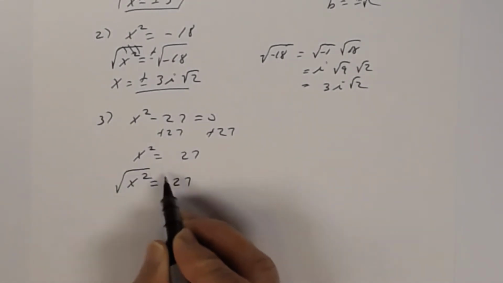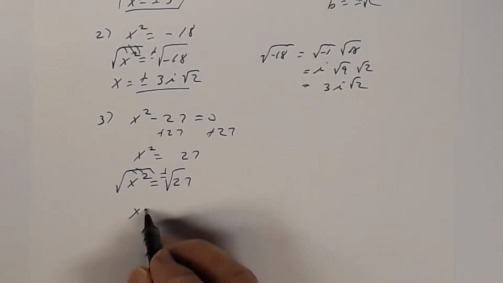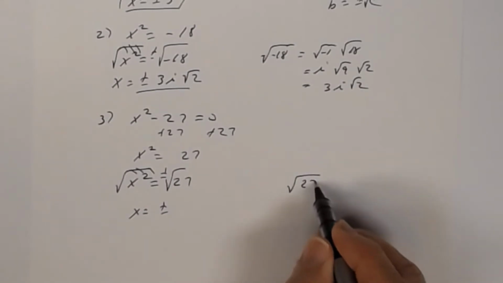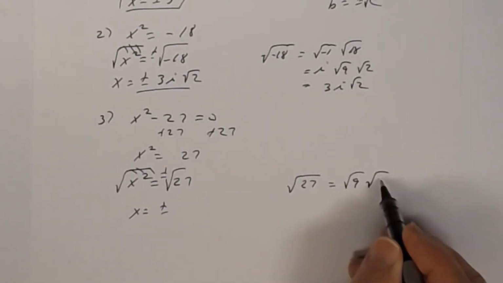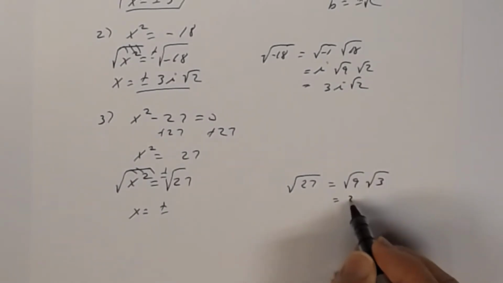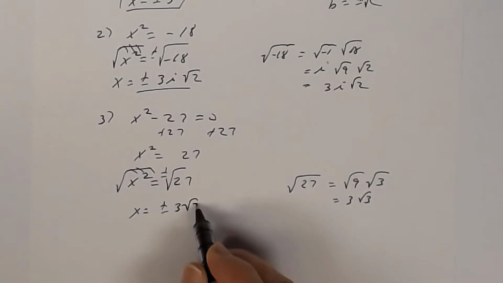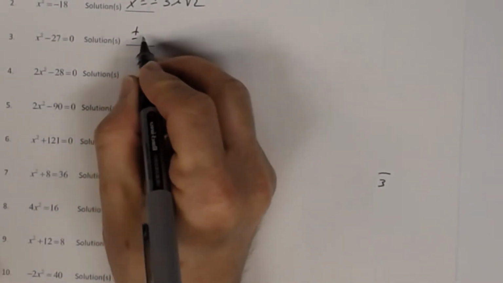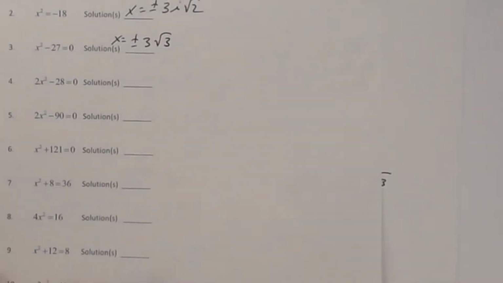And so I'm going to take the square root of both sides, plus or minus, the square and the square root undo each other, so you get x equal plus or minus. Now remember, you got to simplify your radicals. So the largest perfect square that goes into 27 is 9. So that's the square root of 9 times the square root of 3, so you get 3 square root of 3. So this becomes plus or minus 3 square root of 3. So that's answer number 3. So the answer to number 3 is x equal plus or minus 3 square root of 3.